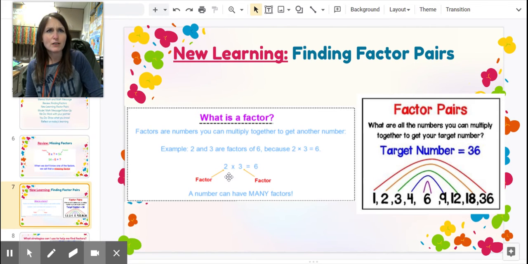Like 2 times 3 equals 6. But some numbers like 36 can have several different factor pairs, like 1 times 36 equals 36, 2 times 18 equals 36, 3 times 12 equals 36, 4 times 9 equals 36, 6 times 6 equals 36. So these are all factors of 36. Every single one of these is like a rainbow. You multiply this number with this number and you get it. So that's a factor rainbow.